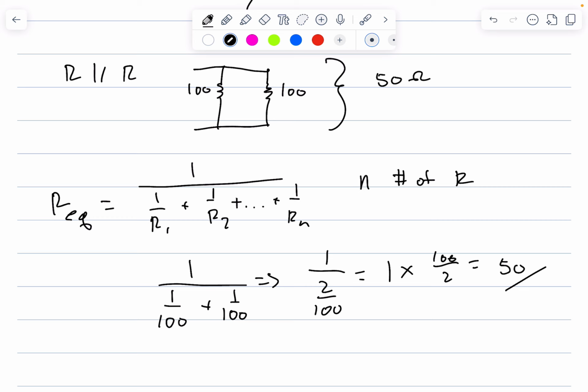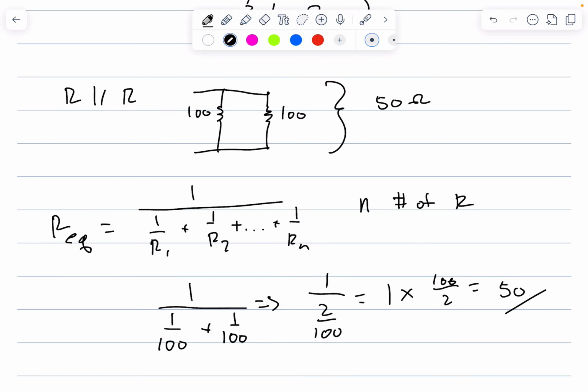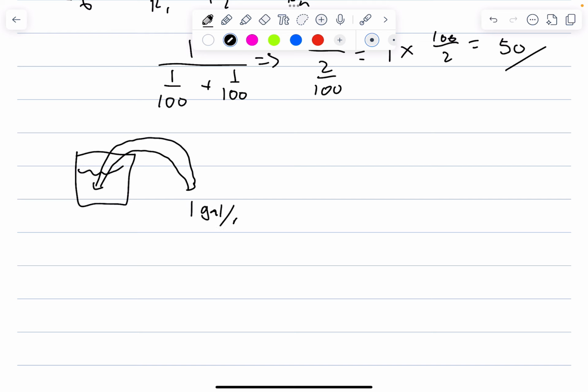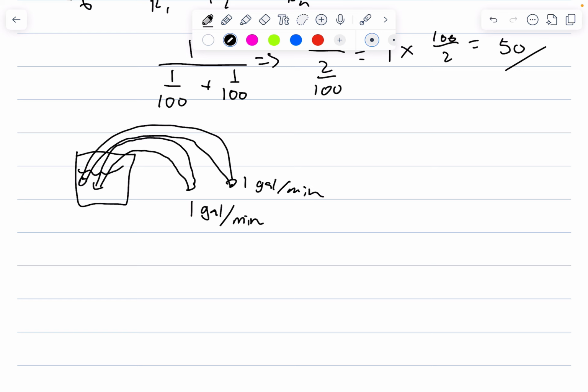Well, let's just think about it. You have a bucket of water, and I have one siphon, and I say this siphon is draining out 1 gallon per minute. And I get another siphon, same thing, also drawing 1 gallon per minute. How much total am I siphoning out? 2 gallons per minute, right?